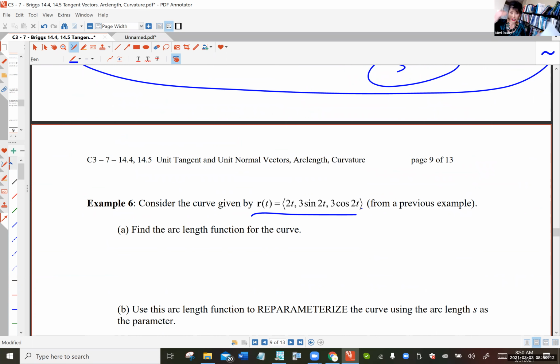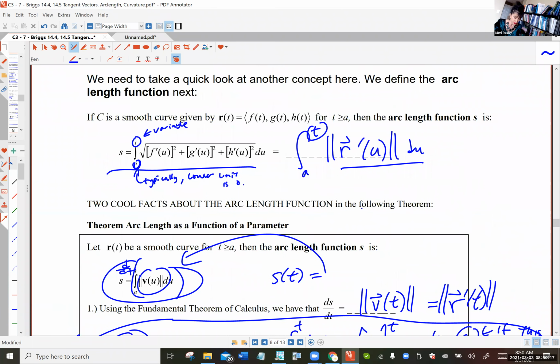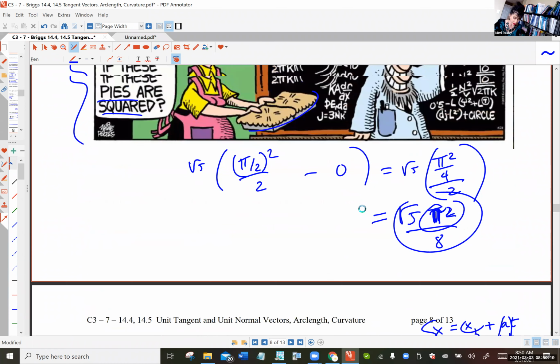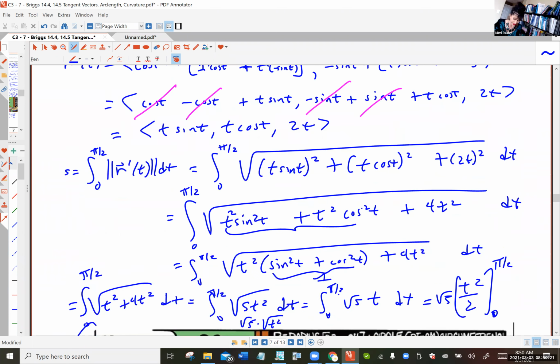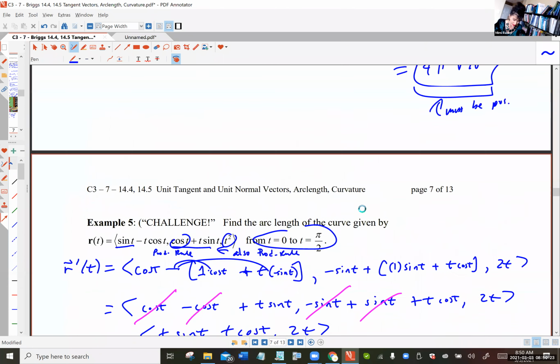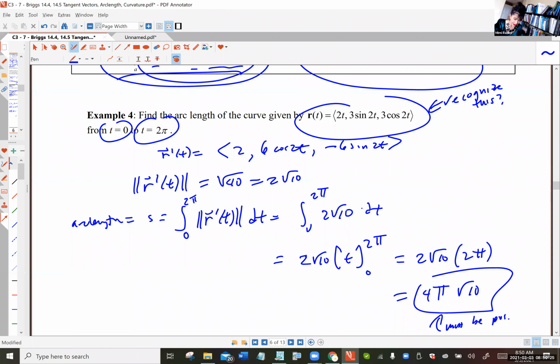We found the arc length for it. If you don't believe me, you can go back to one of the problems where we found an arc length. Where is it? Not that one. I think it was this one right here, example 4. Remember we did that one?